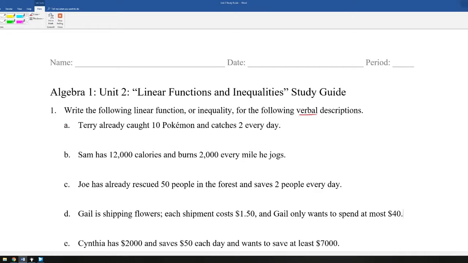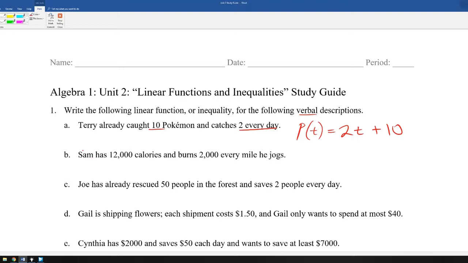So Terry already caught 10 Pokemon and he catches 2 every day. All right, so I'm thinking Pokemon within a certain amount of days. That's time. So P is for Pokemon, T is for time, for days. And Terry catches 2 per day, and he already has 10 Pokemon. So that would be a really good linear function for Terry's situation.